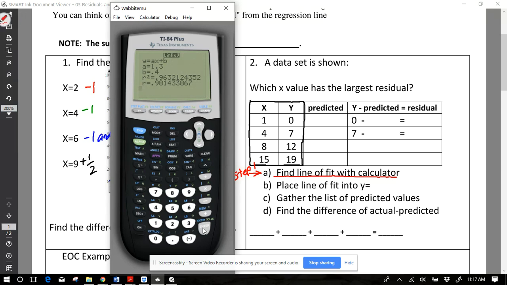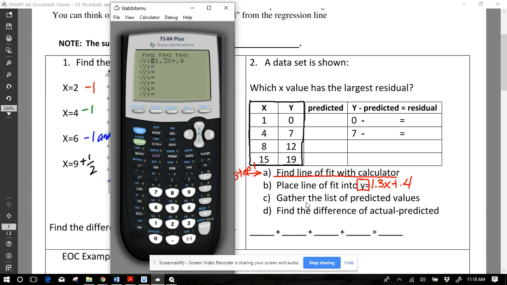So I get y equals 1.3x plus 0.4. Great. Okay, so now what I'm going to do is place that into y equals on the calculator. So that's a button that I'm going to hit. So y equals is in the upper left-hand corner right here. Okay, and then I wrote the equation on my paper so that I could remember what it is when I go to type it. So 1.3, the X button is right here next to the green one, plus 0.4, okay?